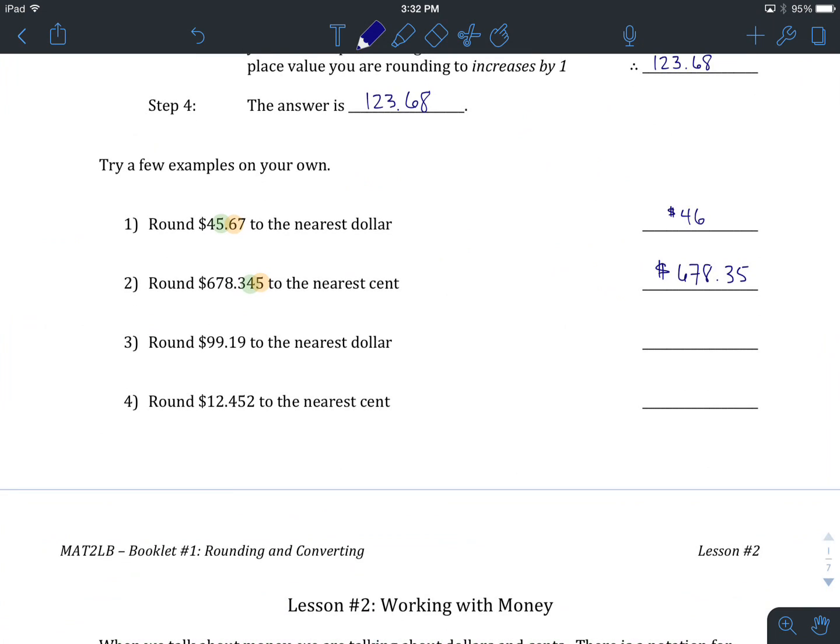If you've been getting these answers here correct, fantastic. What I'd like you to do now is hit pause one final time and try number 3 and 4 on your own. When you've got them, hit unpause and we'll see if you got the right answers. Okay, you're back from working on number 3 and 4. Let's have a quick look.